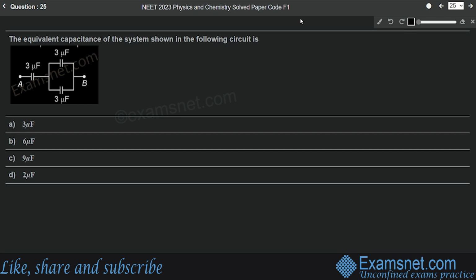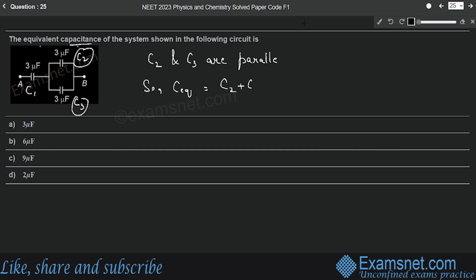Question number 25 is from capacitance, and the question is the equivalent capacitance of the system shown in the following circuit is. Okay, so suppose this is C1, this is C2 and this is C3. So we can see that C2 and C3 are in parallel combination. So the equivalent capacitance will be equal to C2 plus C3, right? In case of parallel combination, the equivalent capacitance is the sum of capacitances, right?